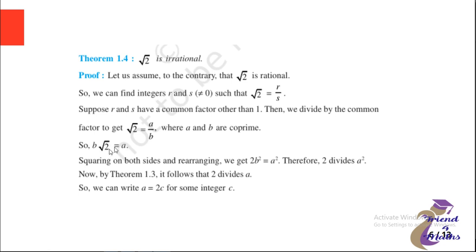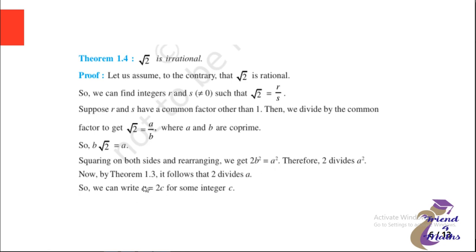Next, in this equation, taking b across, b root 2 is equal to a, and squaring both sides. When squaring root 2, what we get is 2. Here 2b square is equal to a square, and look at this. If 2b square is equal to a square, that means 2 divides a square, that is, 2 is a factor of a square. If 2 divides a square, then 2 divides a also, from the first theorem. And if 2 divides a, that is, 2 is a factor of a.